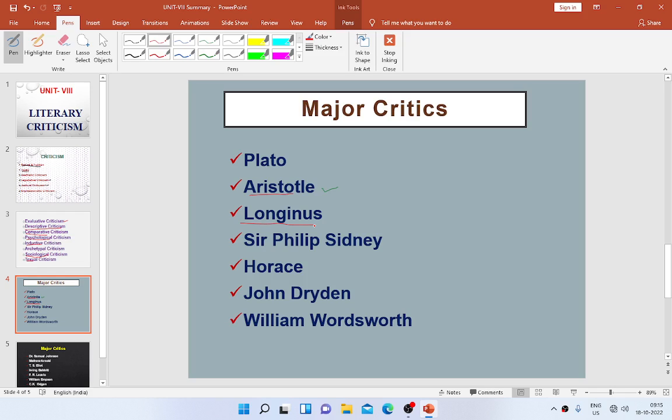So On the Sublime's original title is Peri Hupsous, P-E-R-I H-U-P-S-O-U-S. On the Sublime, this is the full title. It is translated into English with titles such as Elevated Writing by Wordsworth, On the Sovereign Perfection of Writing by Arthur Quiller-Couch, A Treatise on Elegant Living by Pulteney, Elevation of Language by Allen Tate, and commonly it is called On the Sublime.